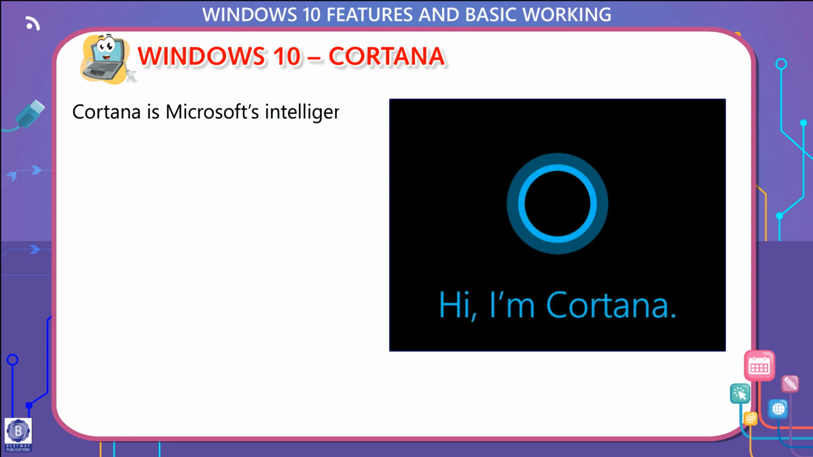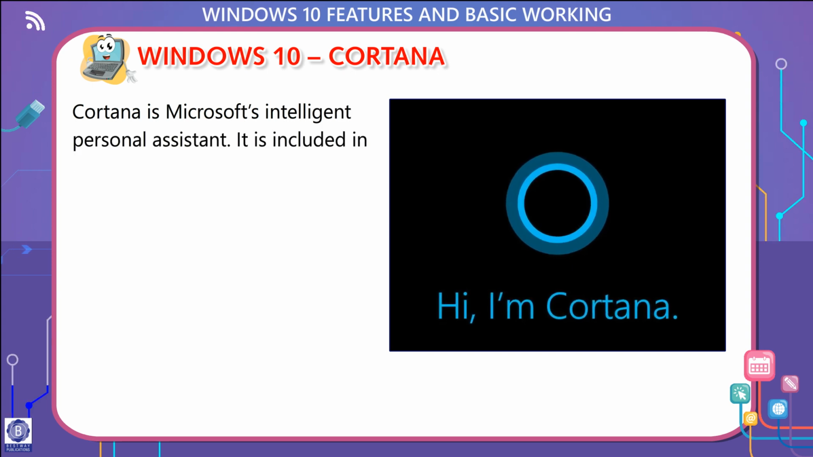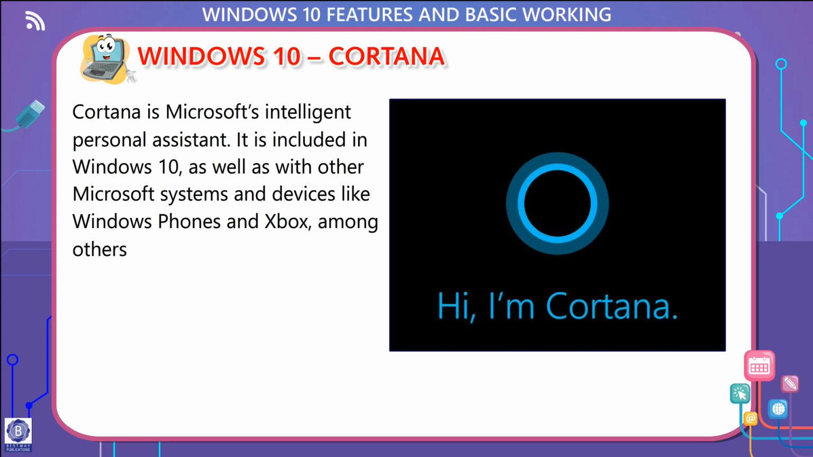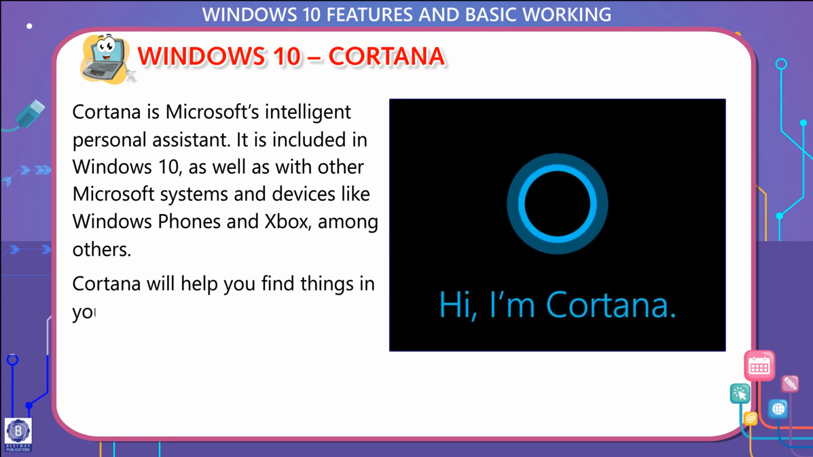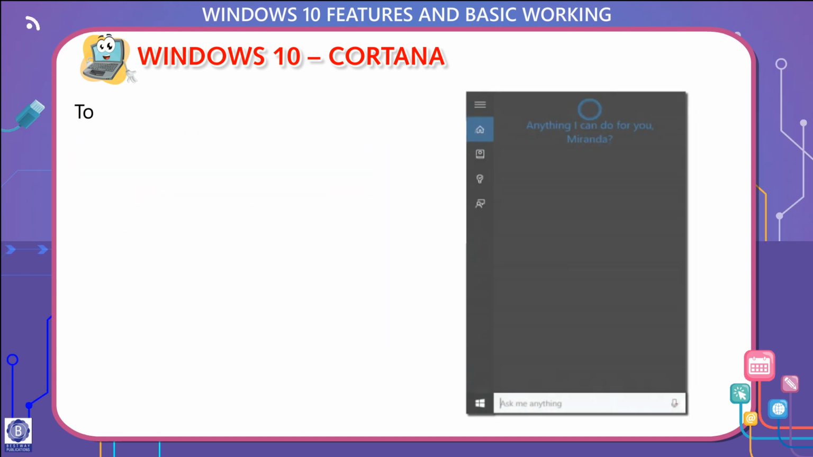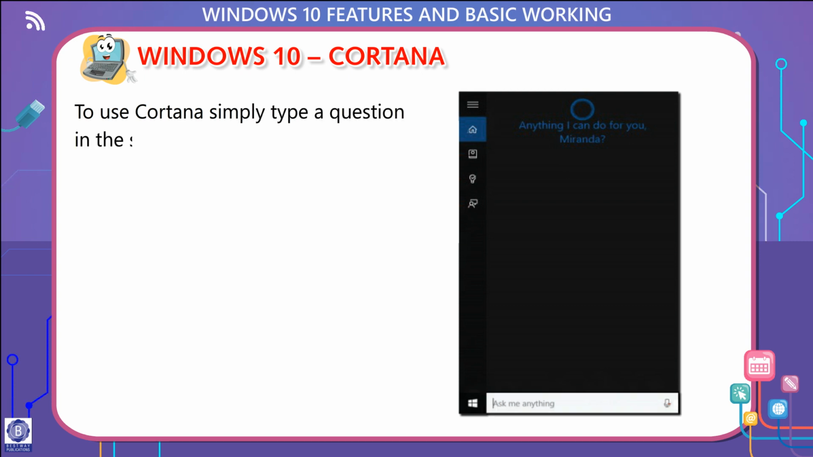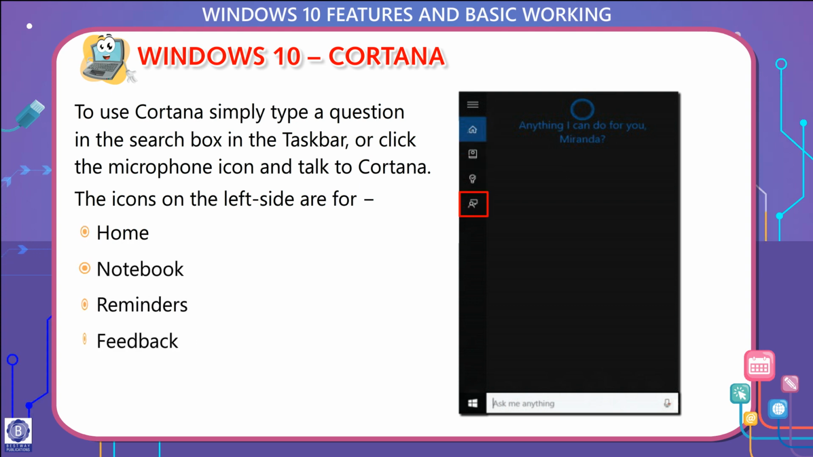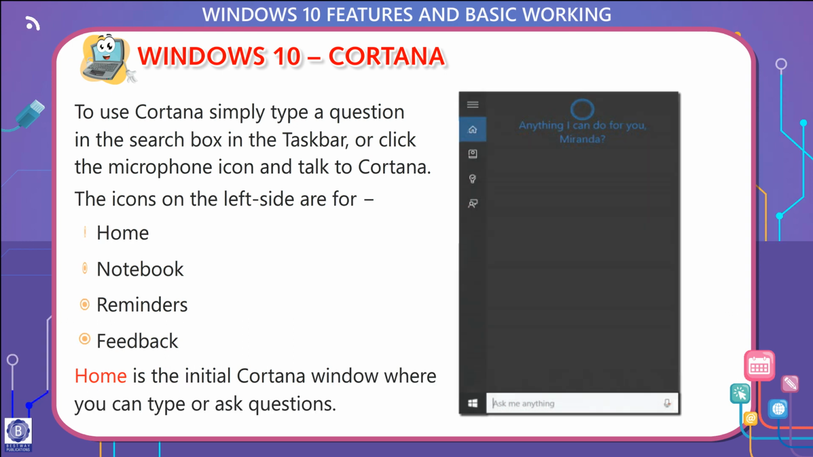Windows 10 Cortana. Cortana is Microsoft's intelligent personal assistant. It is included in Windows 10 as well as with other Microsoft systems and devices like Windows phones and Xbox, among others. Cortana will help you find things in your computer, set appointments, answer questions, and many other things. To use Cortana, simply type a question in the search box in the taskbar or click the microphone icon and talk to Cortana. The icons on the left side are for Home, Notebook, Reminders, Feedback. Home is the initial Cortana window where you can type or ask questions.